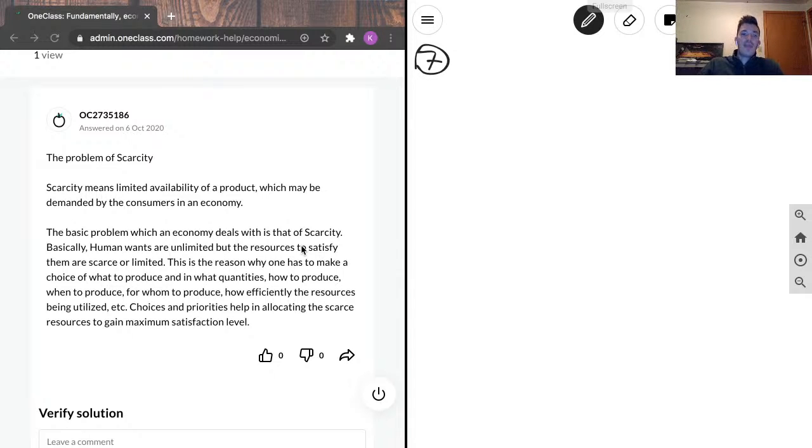This is the reason why we have to make a choice of what to produce and in what quantities, how to produce, when to produce, for whom to produce, how efficiently the resources are being utilized, etc. Choice and priorities help in allocating these scarce resources to gain maximum satisfaction level.